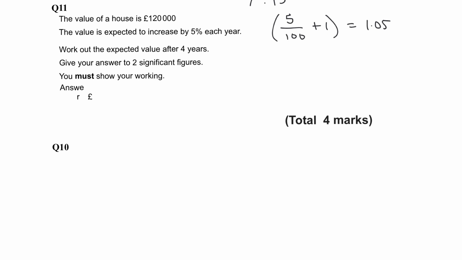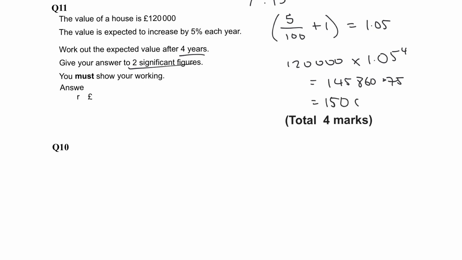So now we know the constant rate each year, you can multiply by 1.05. We start off with 120,000. Because it's after 4 years, you're going to do times 1.05 to the power of 4. So you always do to the power of how many years. And that should leave you with an answer of £145,860.75. But you wouldn't leave your answer like that because it wants it to two significant figures. So we'd need to round this. That would be rounded to £150,000 to two significant figures.